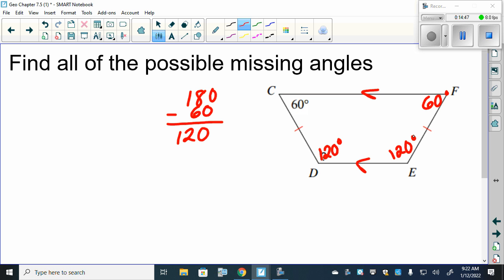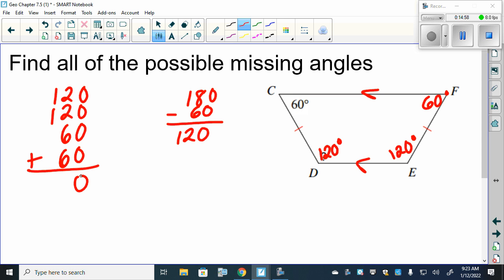And we can see that because we can do 120, 120, 60, and 60. Well, all four zeros are going to add together to be 0. 1, 2, 3, 4, and 6 is 16. Yeah, so 6, carry the 1. So we add it together to be 360.